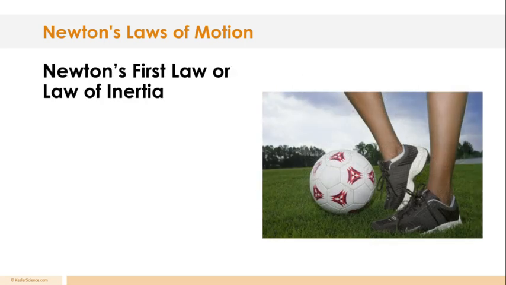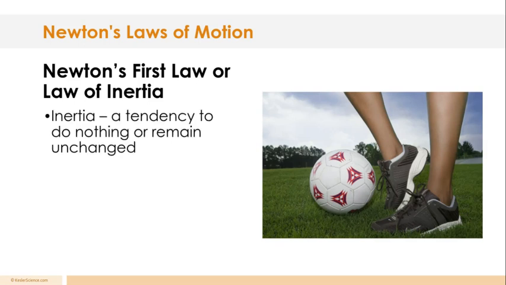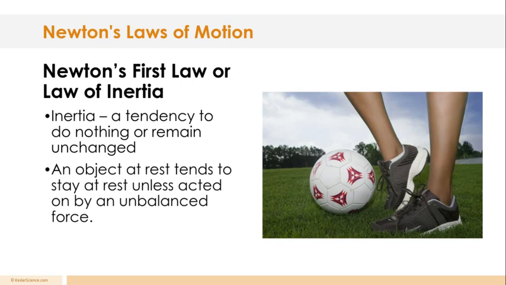So let's look at his first law, which is also known as the law of inertia. So inertia is a tendency to do nothing or remain unchanged. If your phone is on the table, it is going to stay on that table at rest unless something acts on it. Say someone hits the table. Say you pick up your phone. Now an unbalanced force is acting on your phone, making it move. But it's not going to move until that force acts on it.